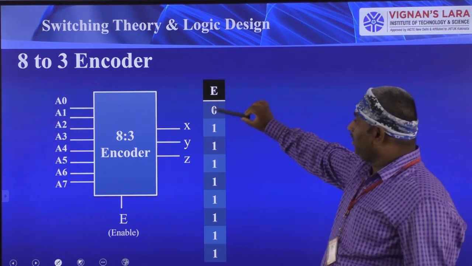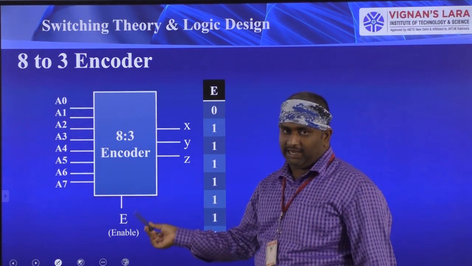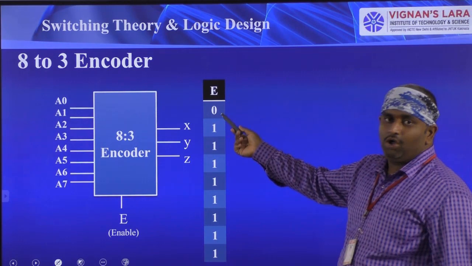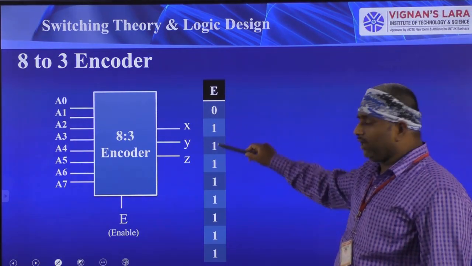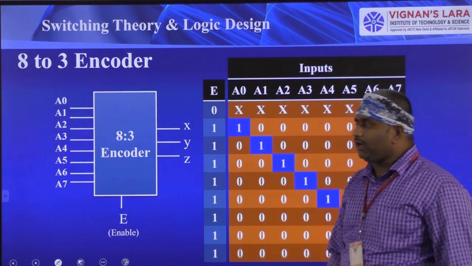So again, the most important one, the enable signal. When enable is equal to 0, we are not considering the inputs and outputs. So when enable is equal to 1, then only we will consider the input and output operations.